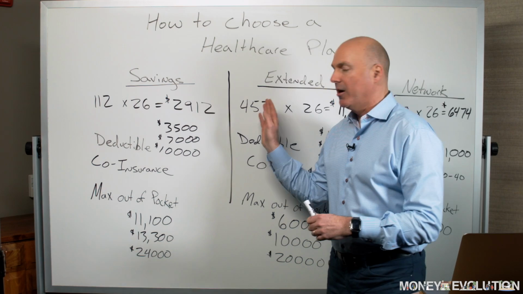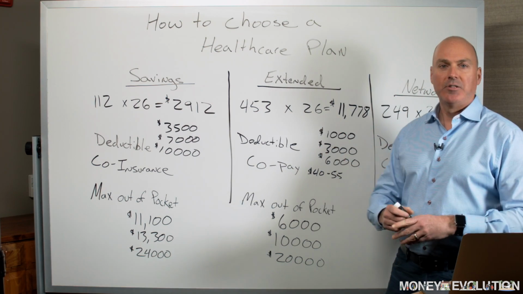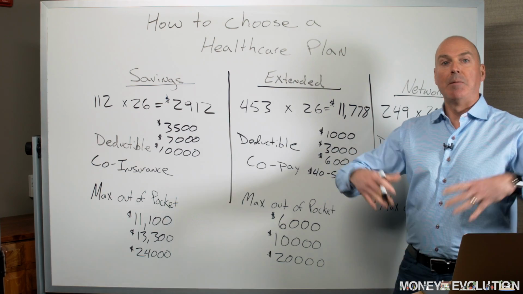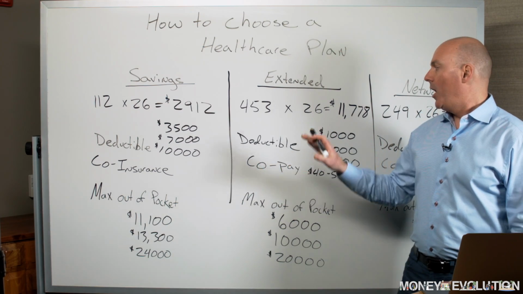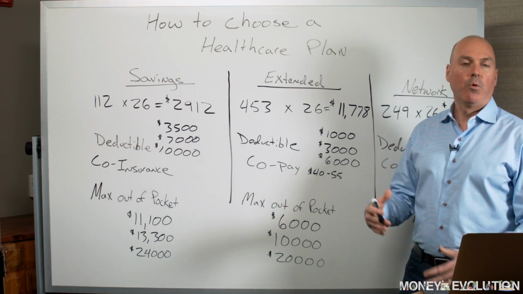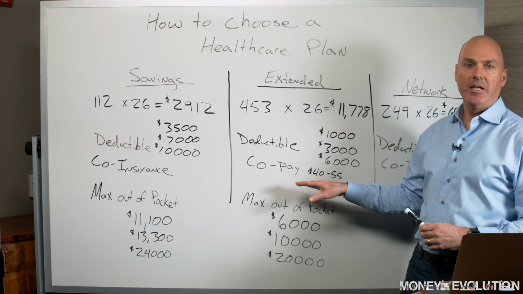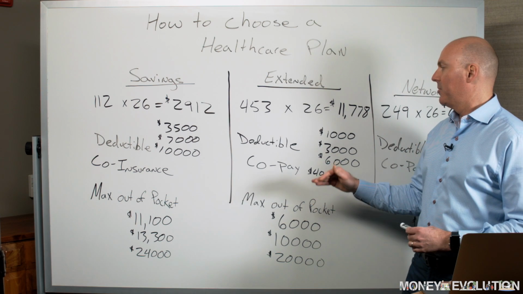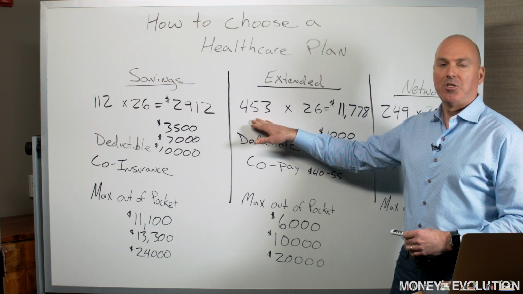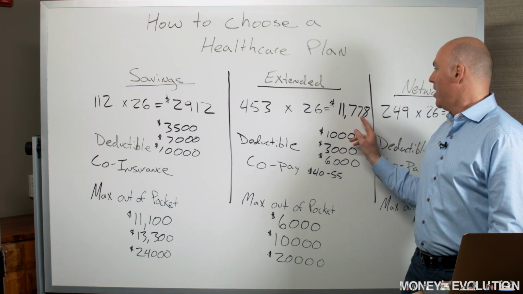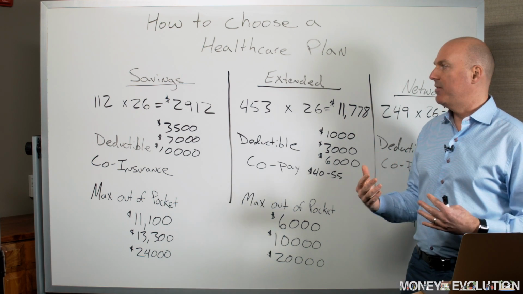The middle option here is the extended network, and so that includes that same basic network of doctors, but it also includes a little bit more extended network, and it also allows us to go out of that network. If we happen to be traveling out of state, we can go to really any doctor and eventually we'll have some coverage there. That's going to be the most expensive of these three options. That's $453 per pay period for a total of $11,778.